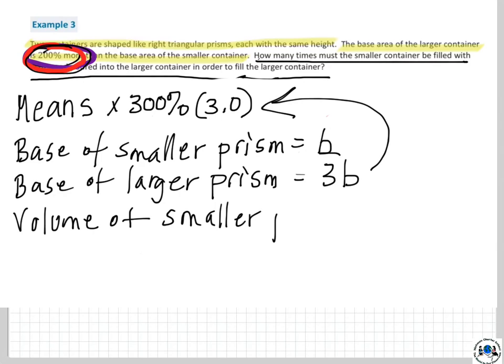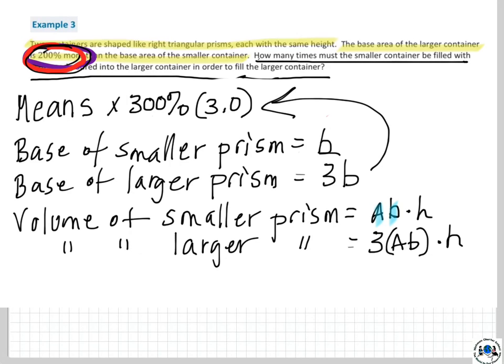All right, so the volume of the smaller prism is going to be, and again, I've just added this A here, the area of that base times the height, okay? And we know they have the same height, which is really important, right? And then the volume of the larger prism is going to be 3 times the area of the base times the height, okay? The only thing here that has changed is the fact that I am multiplying this exact equation here, see it? Multiplying it by 3.